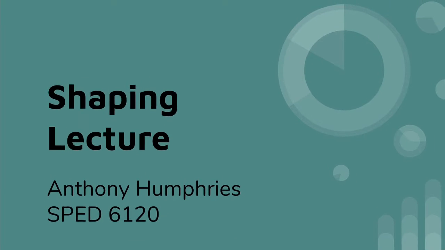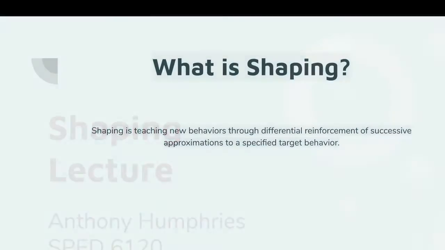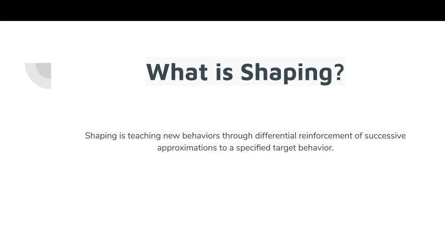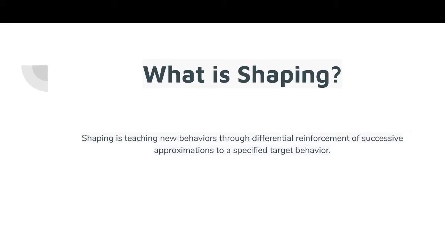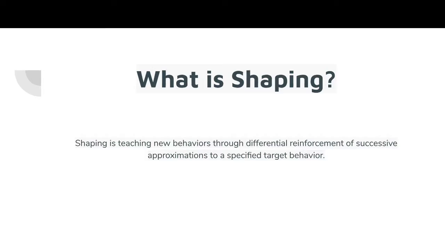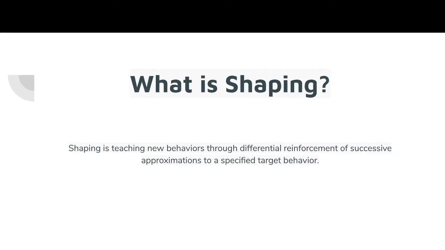Today we are going to talk about what shaping is and how we can use it in our classrooms. Shaping is defined in the book as teaching new behaviors through differential reinforcement of successive approximation to the specific target behavior. Teachers mold the student's current behavior into a desired behavior.